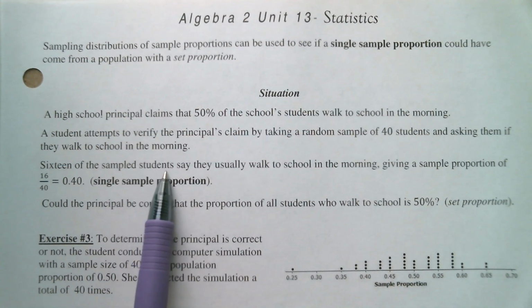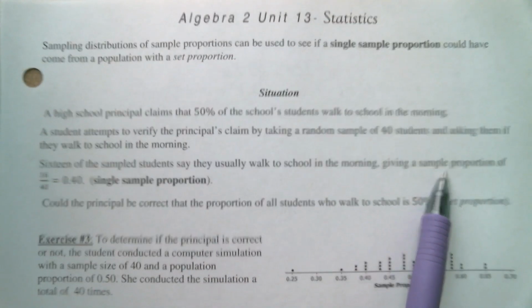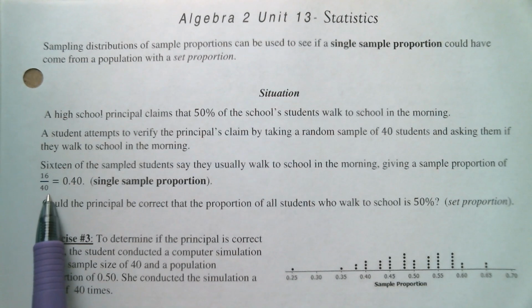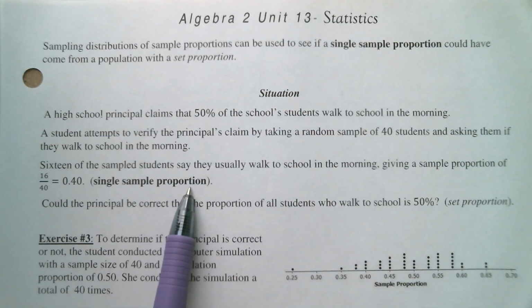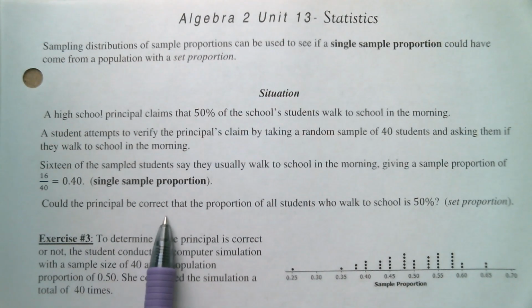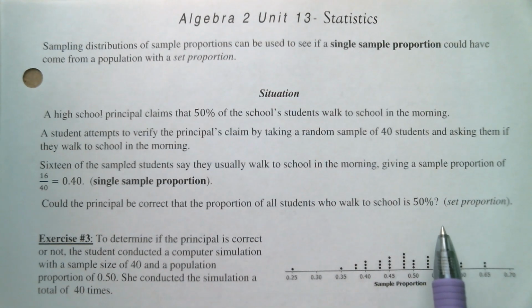16 of the sampled students say they usually walk to school in the morning, giving a sample proportion of 16 over 40, which is equivalent to 0.40. So this is our single sample proportion. Could the principal be correct that the proportion of all students who walk to school is 50%, our set proportion?